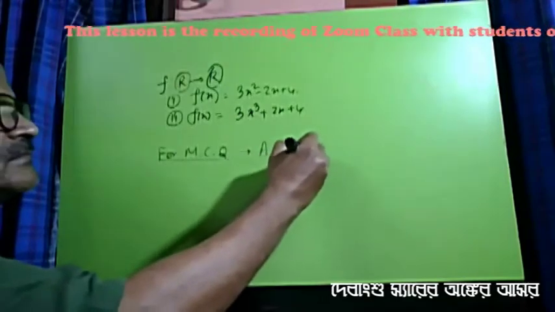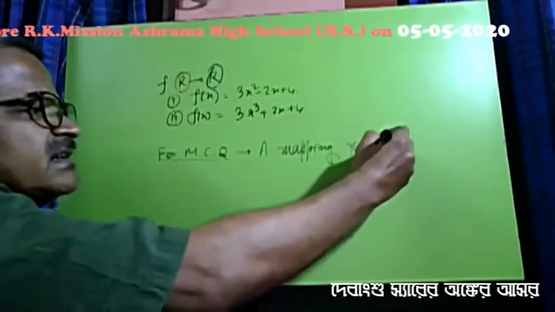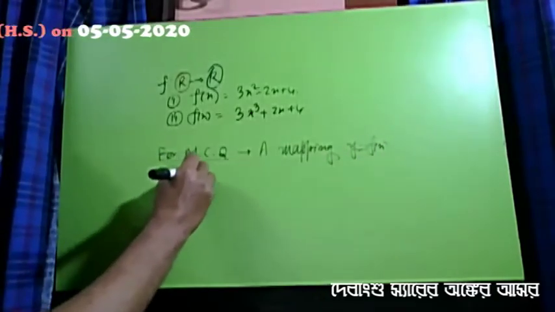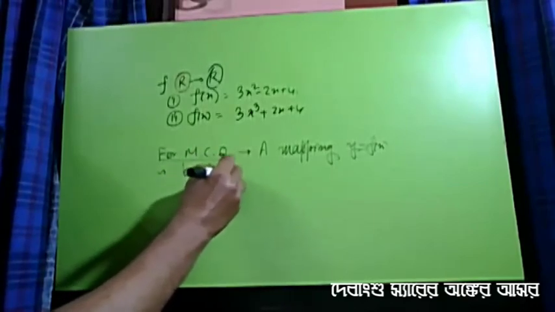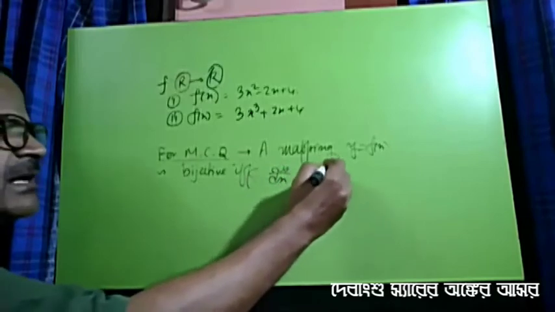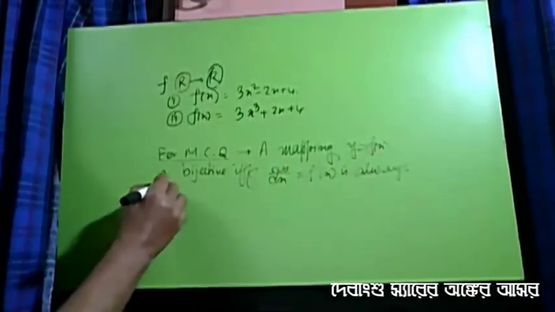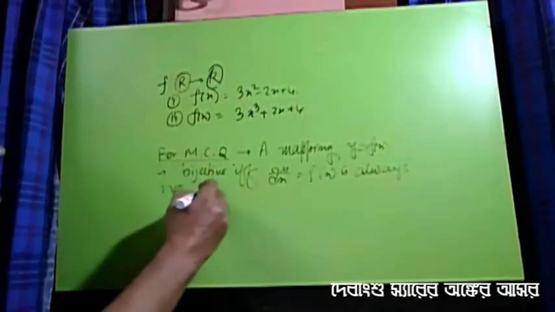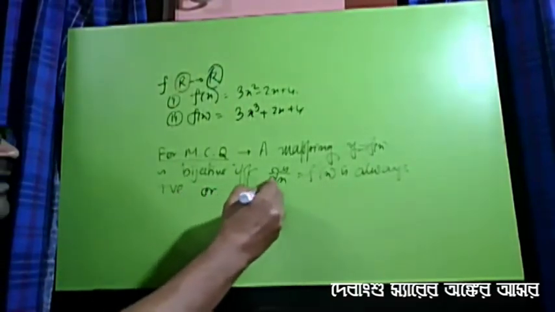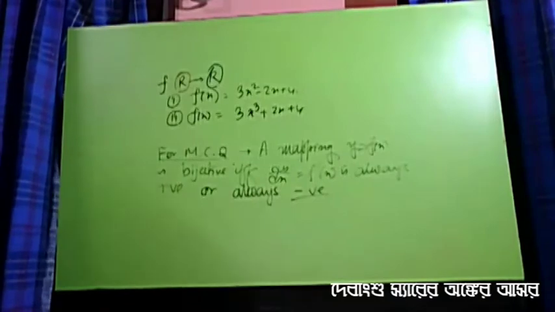A mapping y is equal to f(x) is bijective if dy/dx, that is f prime x, is always positive or always negative.